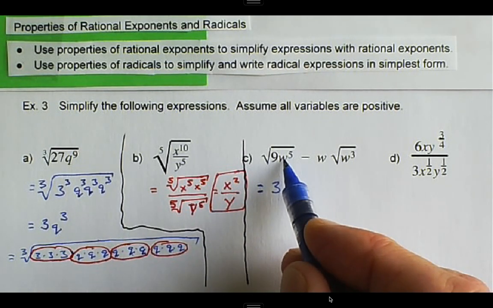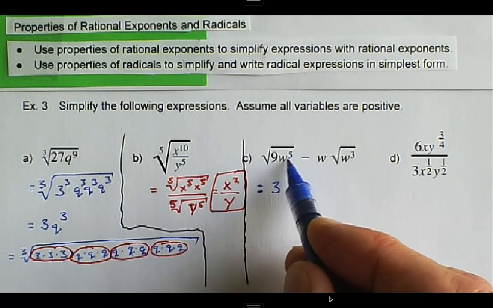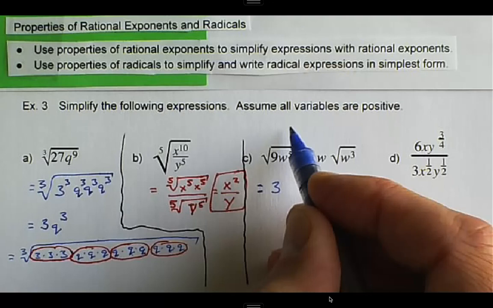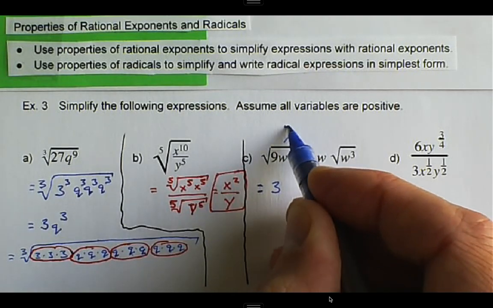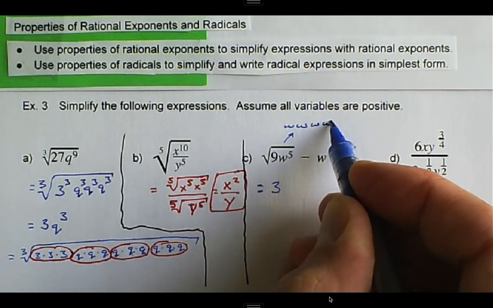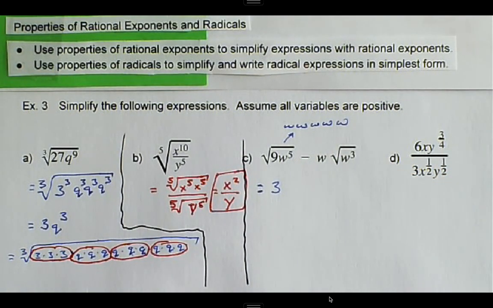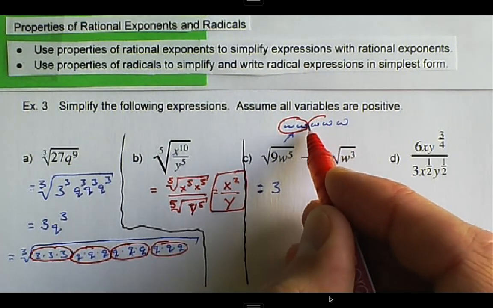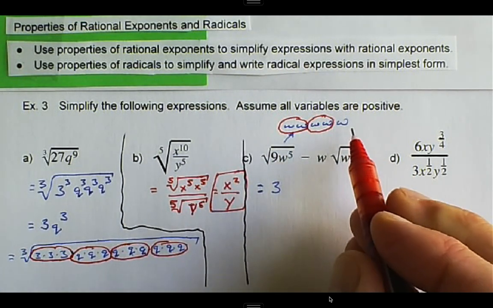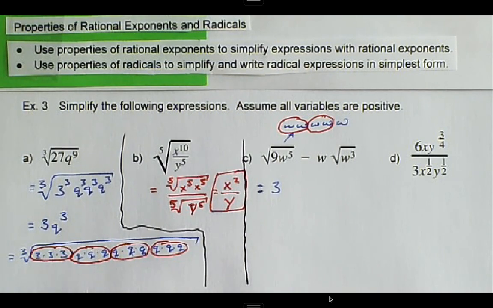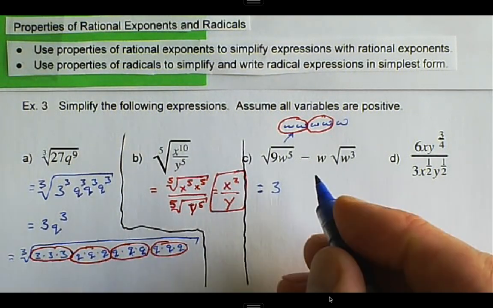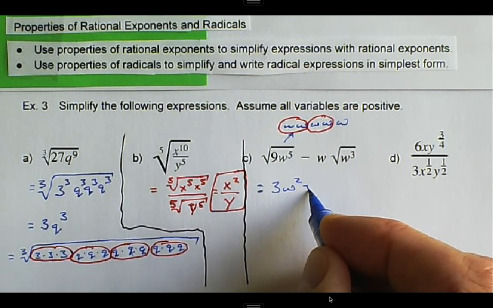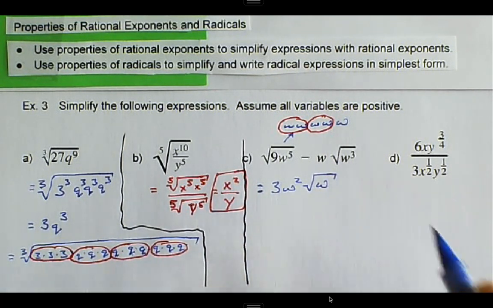And we also see that we have 5 w's, so w to the 5th, but we just need to have sets of 2. So this can be written as w, w, w, w, w. We just need sets of 2, so we can take out 1 w and then 2 w's, but we still have 1 w left under the radical. So we have w squared, that's what we took out of the radical, and then we're still left with 1 w.